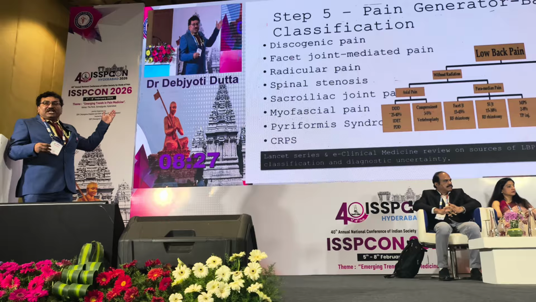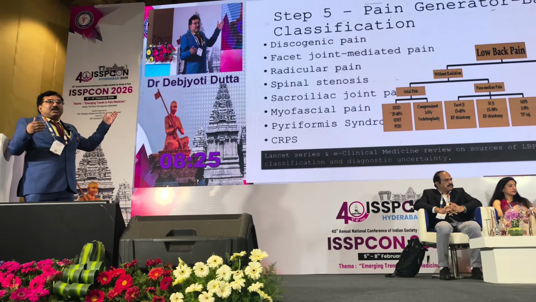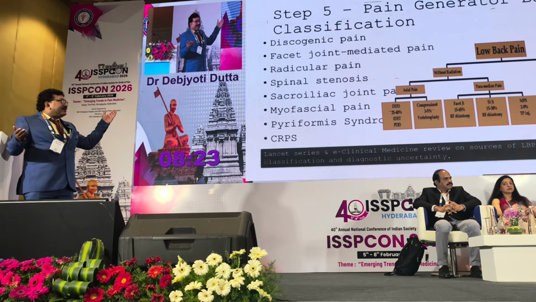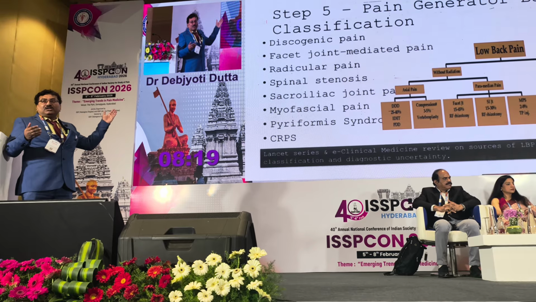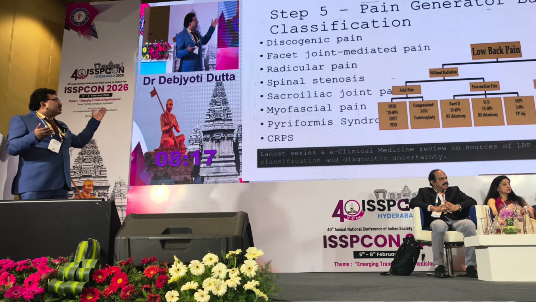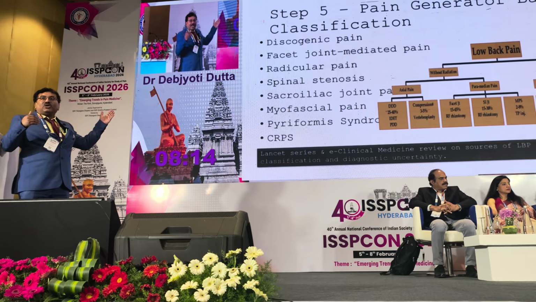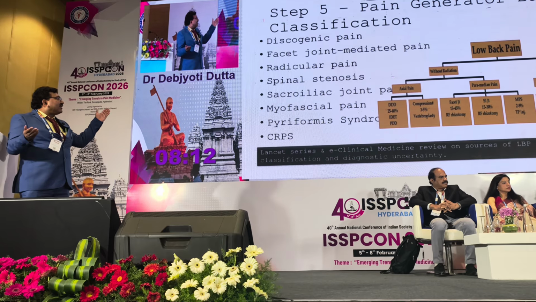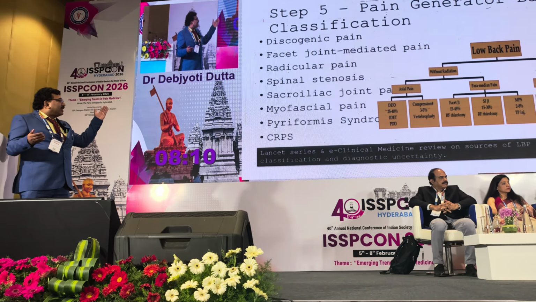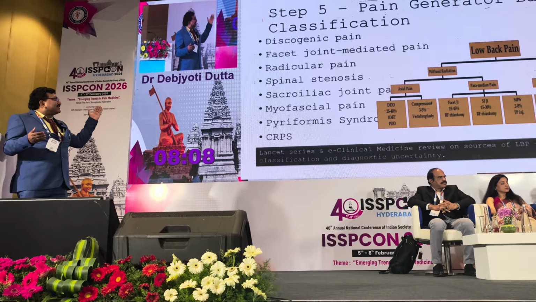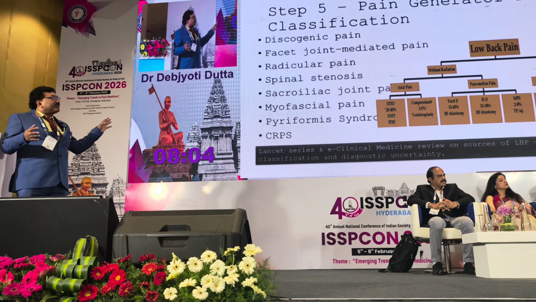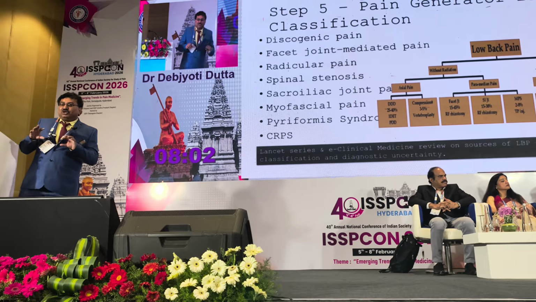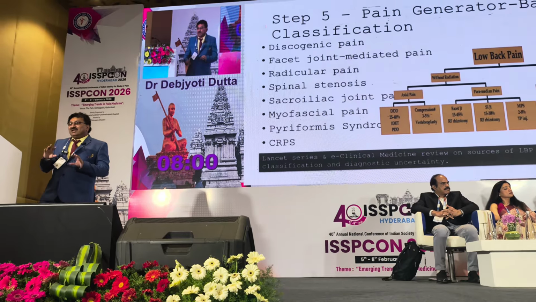In facet joint mediated pain, another nociceptive pain, in the chronic state it can take a little bit of neuropathic characters. And radicular pain, this is a primary neuropathic pain. So these are by the pain nature and where it is radiating and referring. Based on that, we can classify. Then other types of pain like spinal stenosis, sacroiliac joint, myofascial, piriformis, CRPS, they could be present. So it's a small algorithm to find out which type of pain is happening.